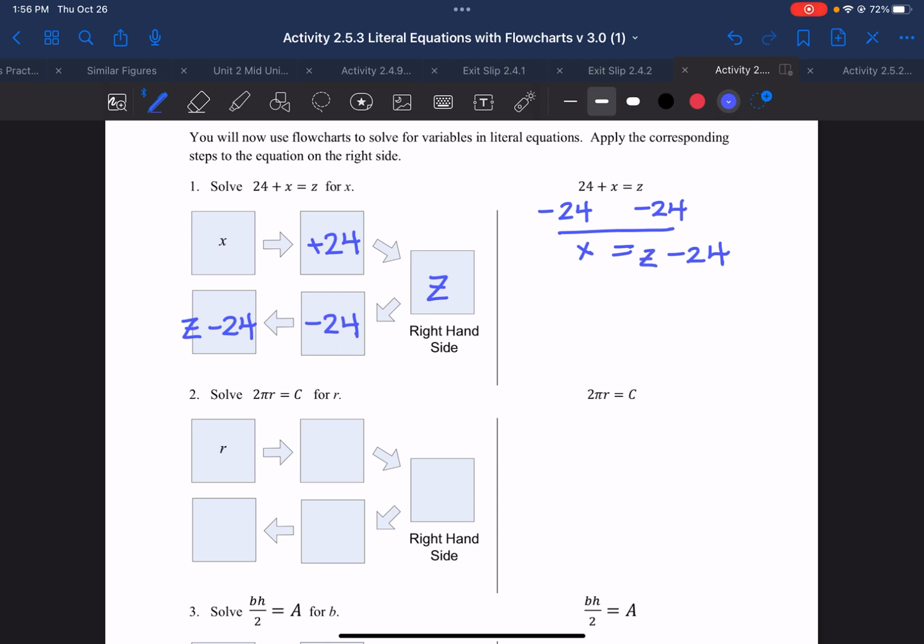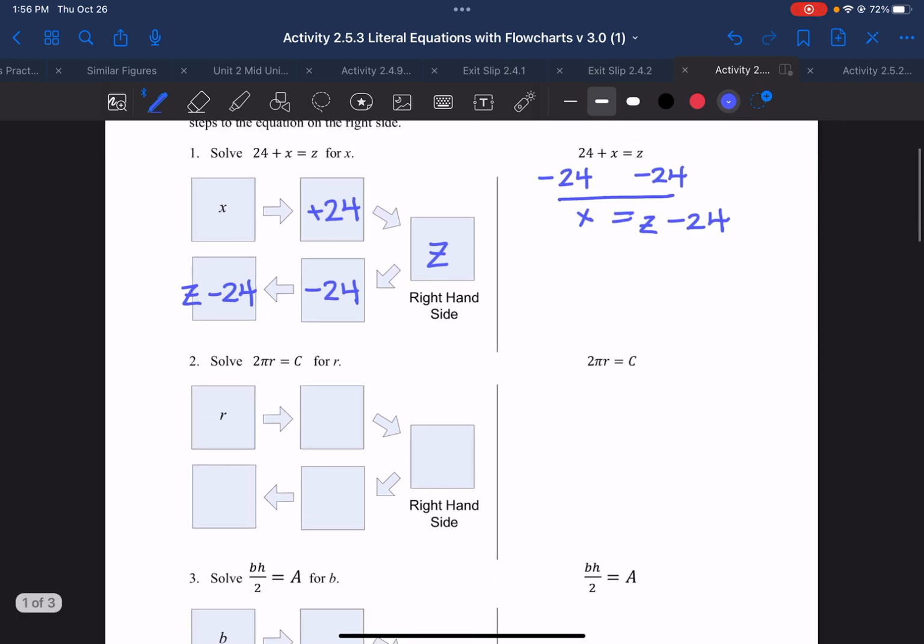Let's try the next one. Solve 2 pi r equals c, and we are solving for r. So what's happening to r? Well, we're multiplying r times 2 pi. What does this all equal? It equals c. Okay, now going backwards, if they're multiplying by 2 pi, we would be dividing by 2 pi, and we will get c divided by 2 pi.